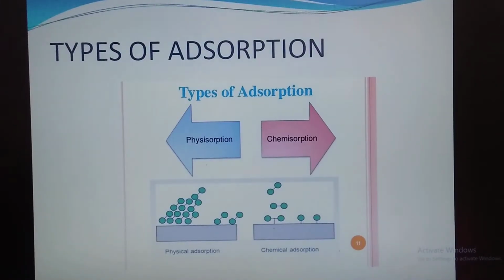Okay, we will now move to the types of adsorption: physical adsorption and chemical adsorption. What is meant by physical adsorption? What is meant by chemical adsorption? Physical adsorption is the one in which the adsorbed molecules are held on the surface of the adsorbent by a weak physical or van der Waals force of attraction. For example, we can give adsorption of H2 or O2 on charcoal.